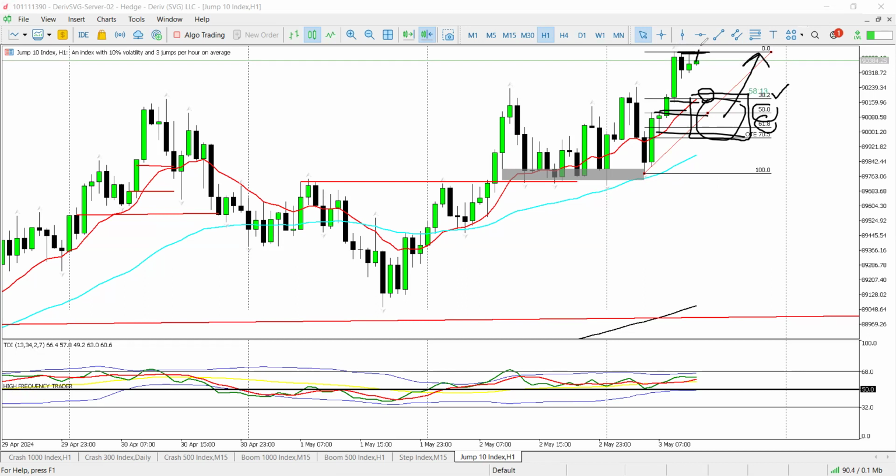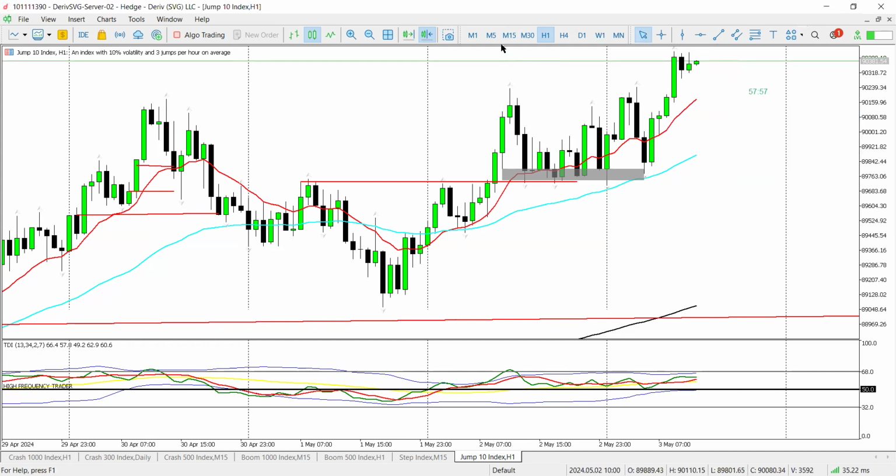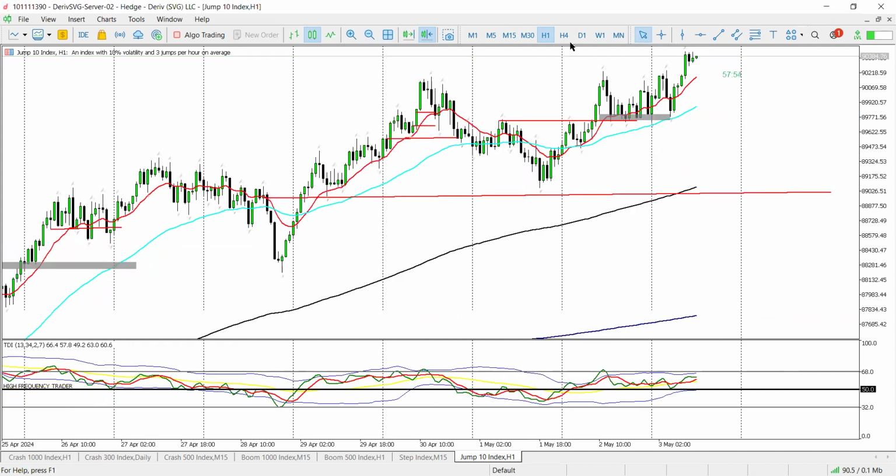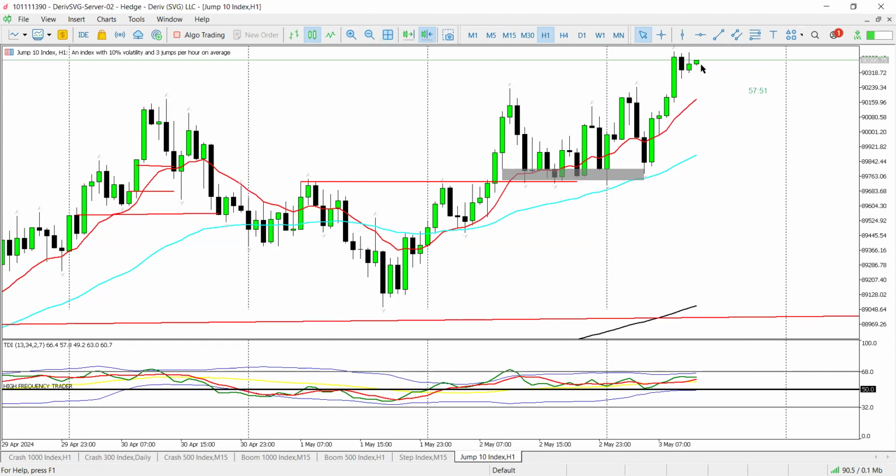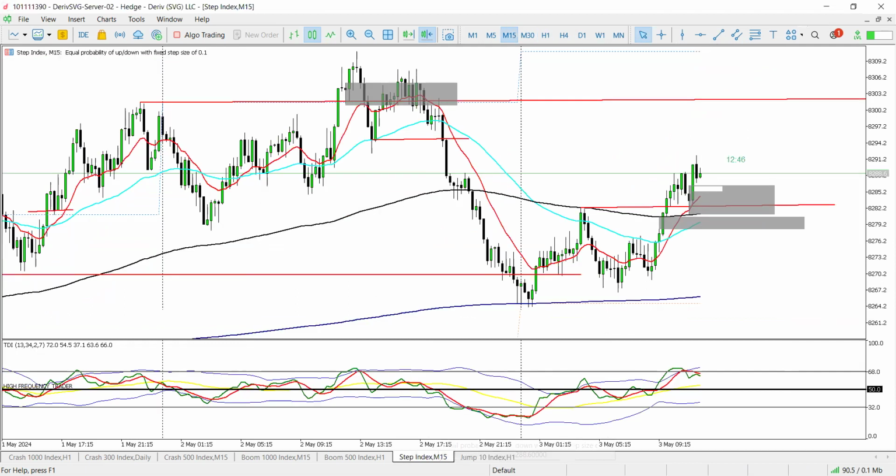Another scenario is they might continue pushing up. That way, this fib will be extended. Then we are going to have new values, fresh order blocks, and maybe fresh fair value gaps to look at. So this one I'll keep updating during the course of the day, depending on how they decide to move price. I'm just going to leave it on H1 as well so that I can clearly pay attention to what's going on. So that's it for J10.